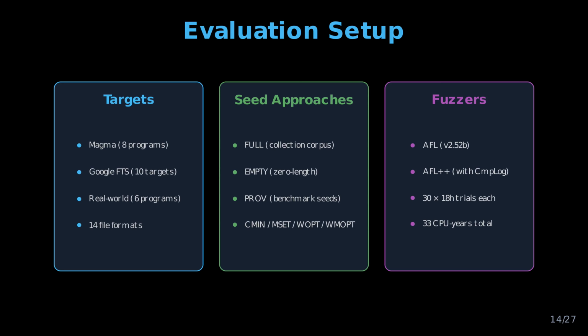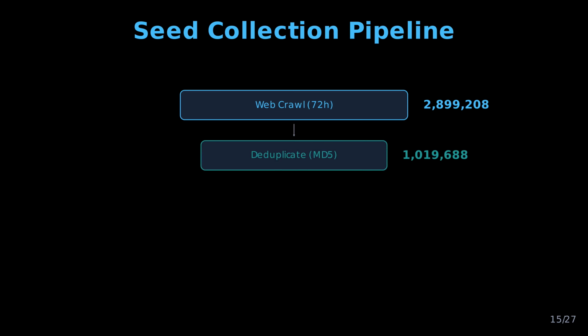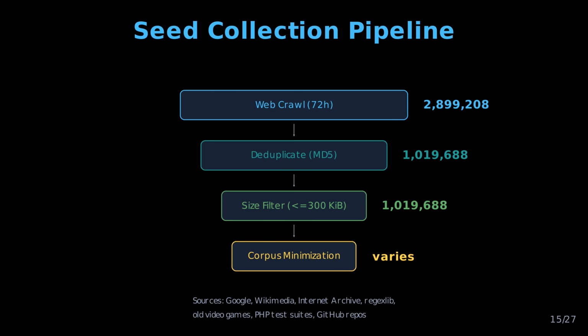For the collection corpus, the authors built web crawlers that ran for 72 hours per file type, collecting from sources like Google search results, Wikimedia Commons, the Internet Archive, and GitHub repositories. So all in all, they gathered nearly 2.9 million seeds total. After pre-processing, removing duplicates by MD5 hash and filtering out files over 300 KB, they were left with about 1 million seeds. This pre-processed collection was then fed through 4 minimization tools to produce the test corpora.